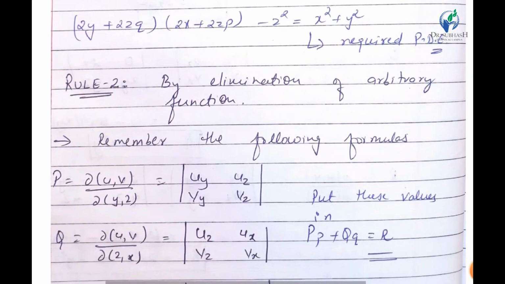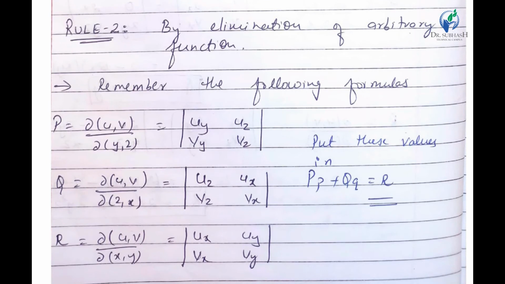Now let us move towards rule 2. Our rule 2 is elimination by arbitrary function. As in rule 1 we have removed arbitrary constant, in rule 2 we will remove arbitrary function. We have some formulas which we need to remember to make our example easy. See, now we need here P, Q and R.